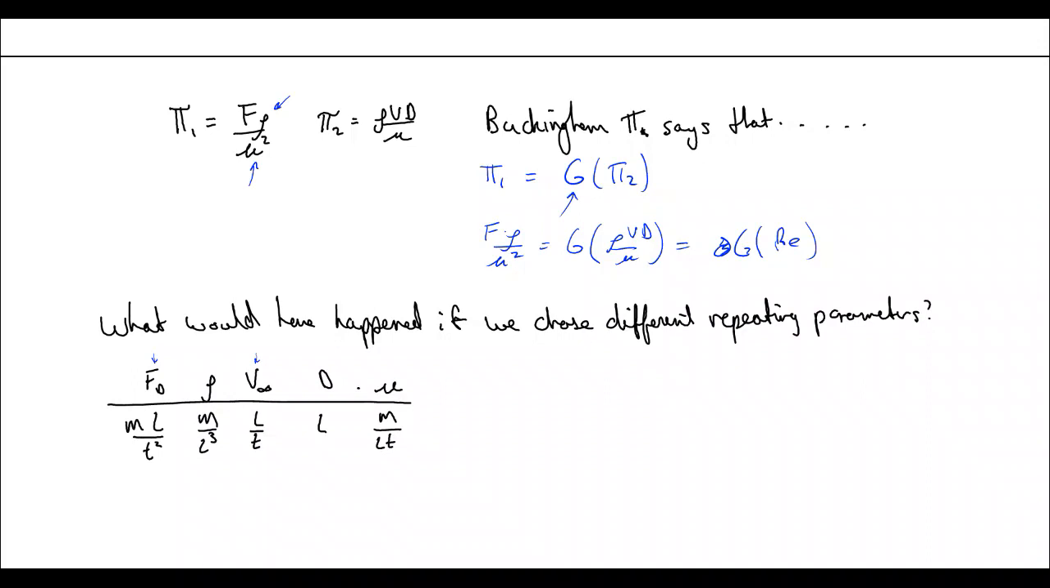And then with these pi groups, we can plug them into Buckingham Pi Theorem, and Buckingham Pi Theorem tells us the functional relationship between these two. It doesn't give us the actual function, but it does tell us things like F rho over mu squared is going to be equal to some function of these.